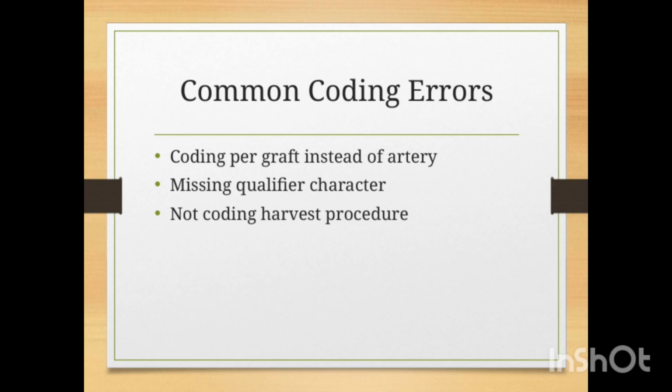These characters are essential for providing the detail needed for correct coding. Then, there's the issue of not coding the harvest procedure when it's applicable. Omitting this step can result in incomplete documentation and potential coding discrepancies. Overall, these errors highlight the importance of paying close attention to detail and ensuring each component is accurately captured. Staying vigilant about these common pitfalls helps us maintain precise and compliant coding practices.